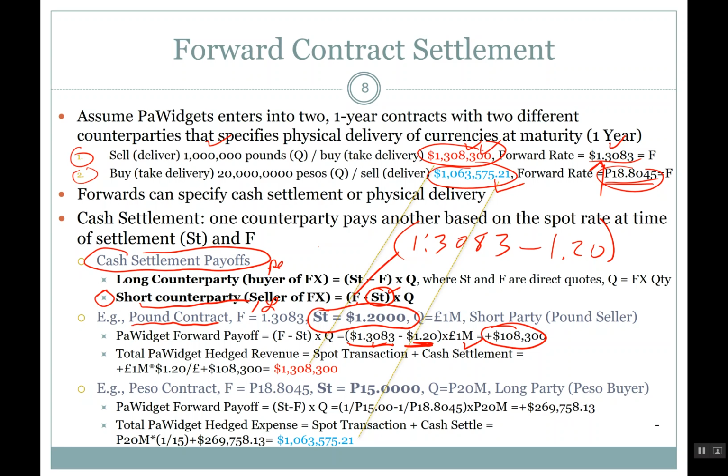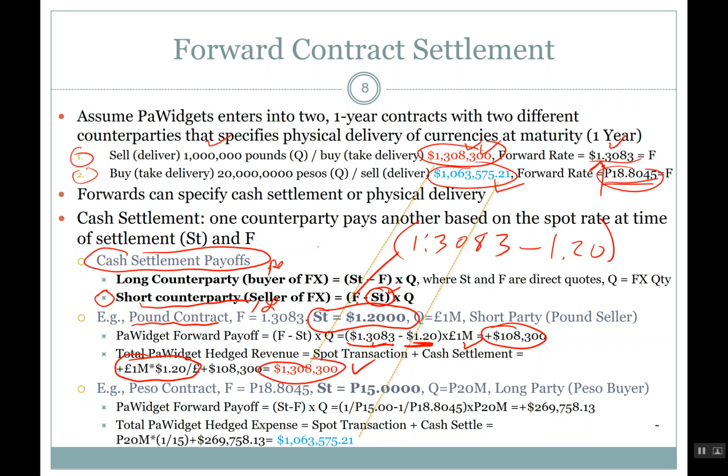Now, let's see what their total revenue is. Well, they only got $1.2 million. They're going to still sell their £1 million into the spot market and get only $1.2 million. But they got a check for $108,300. Here's why I'm the magic man. Oh my God, that's the same number. It doesn't matter if it's a physical delivery or cash settlement. By setting up a payoff function of the forward price minus wherever the spot price turns out to be times $1 million, it doesn't matter what the exchange rate turns out to be. They will always get exactly 1.308300. It doesn't matter.